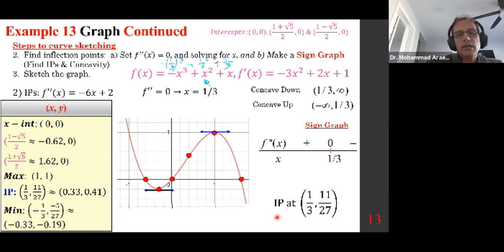I hope you see the inflection point, concave up, then concave down, local max, local min, intercepts. The function is increasing from here to here, decreasing here, decreasing here, decreasing here. Everything that we discussed is shown in the graph.